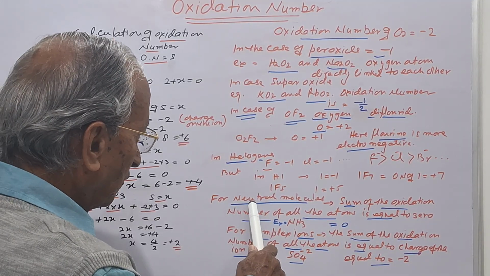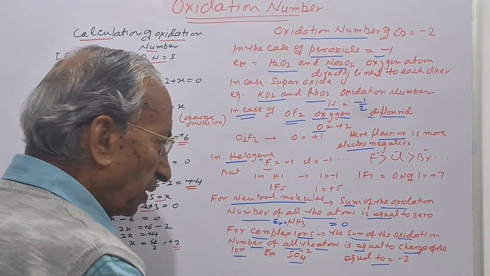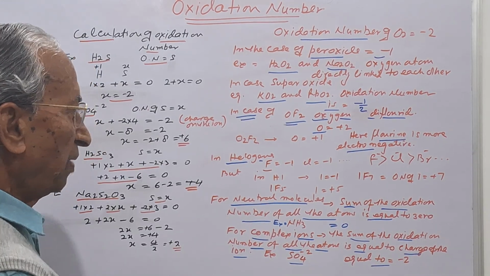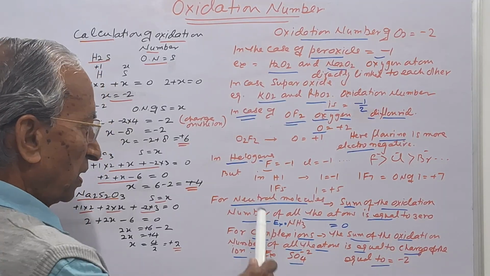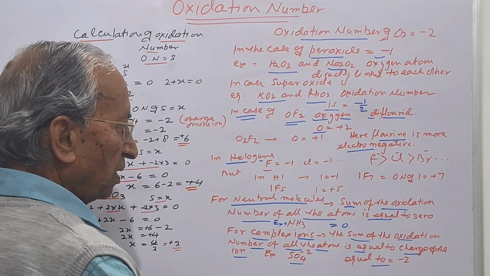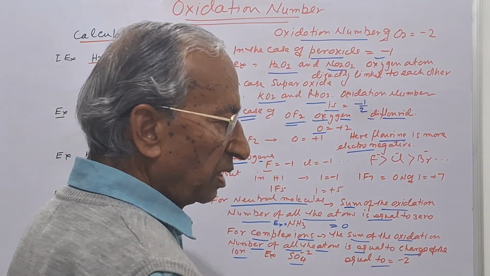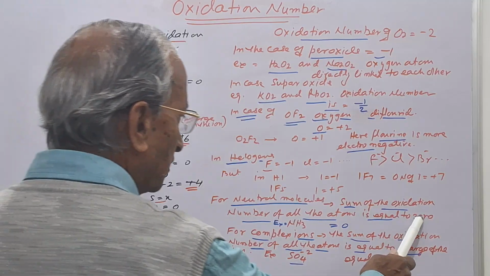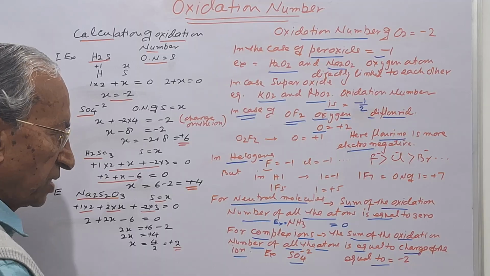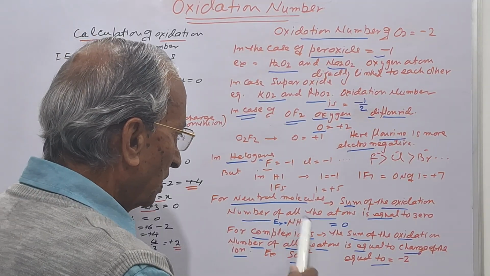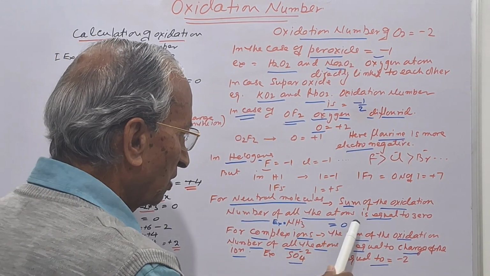Now, what happens for the neutral molecules and the complex ions? Neutral molecule means when the sum of the oxidation numbers of all the atoms in an ion or a compound is equal to 0. For example, in the case of ammonia, NH3, the total of the oxidation numbers of nitrogen and hydrogen is equal to 0.